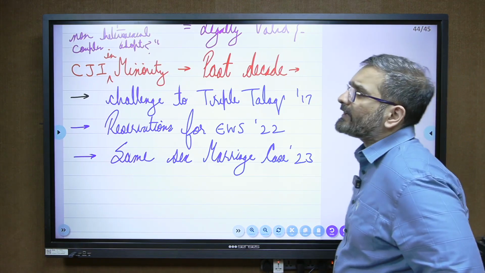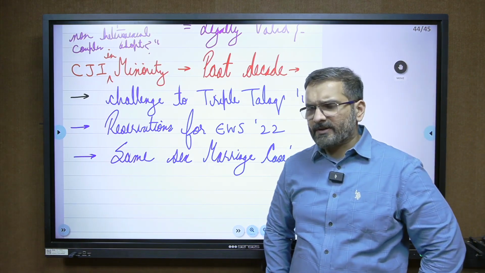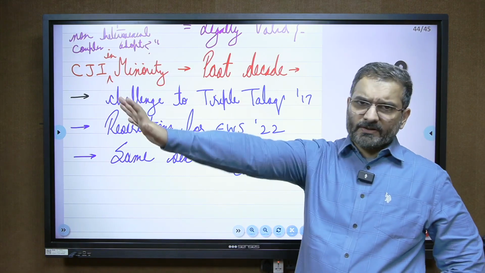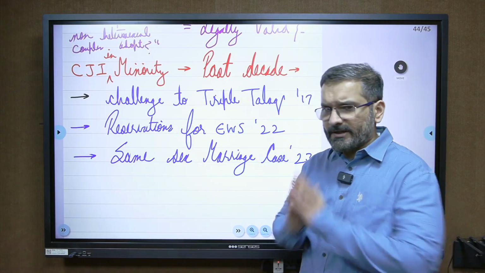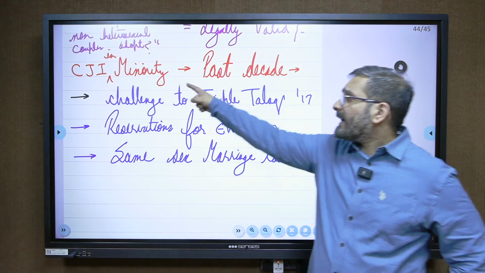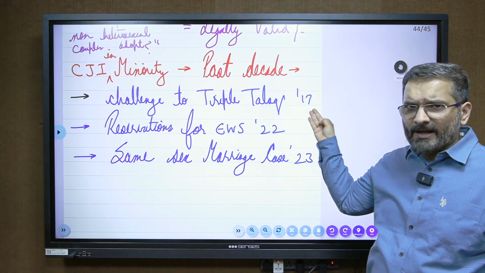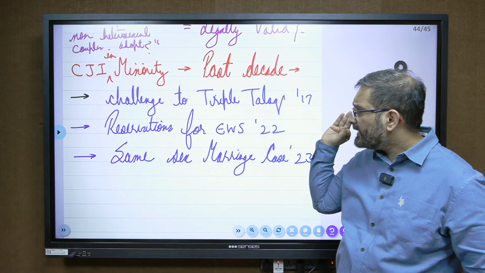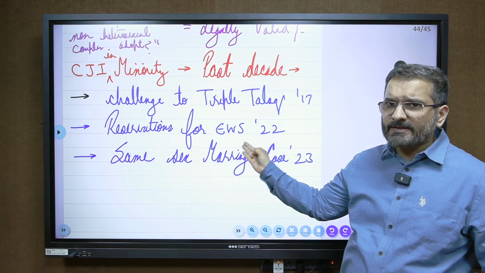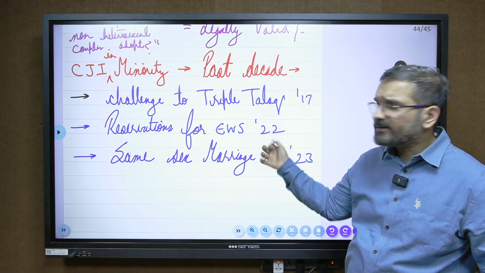And another fun fact that the CLAT can ask: CJI in minority. Now all of this is of course sourced from various websites, full credit to them. CJI in the minority in the past decade has been in the challenge to the triple talaq case. CJI was in the minority. Reservations for the EWS case. This was again CJI was in the minority.